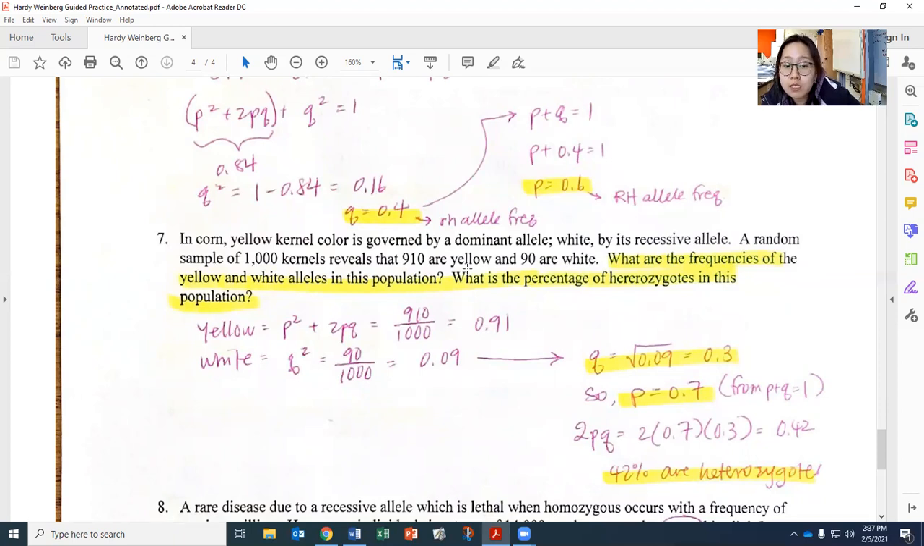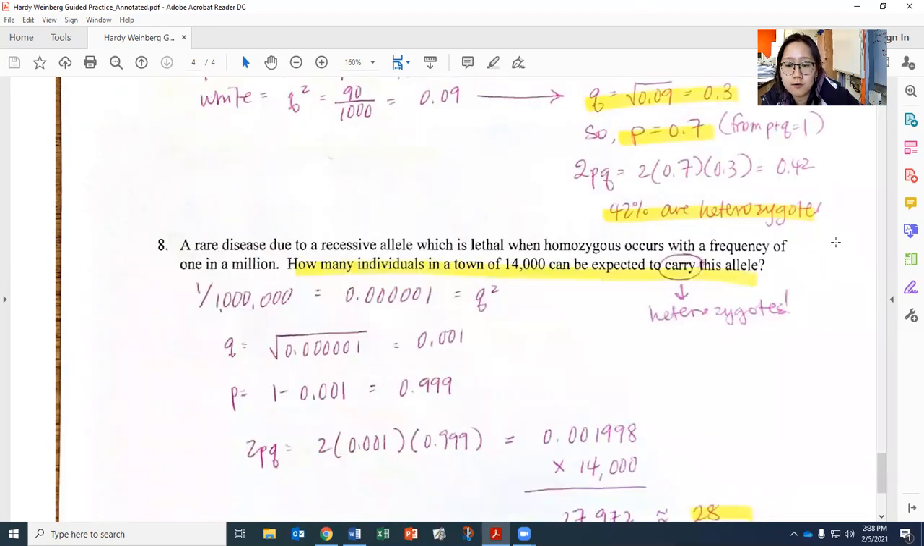So yellow is p squared plus 2pq for the phenotype, and so it's 910 divided by 1,000, 0.91, but it's not really useful. So we're going to do the white phenotype corn, and we're going to go q squared equals 90 divided by 1,000, which is 0.09. So if you want to find q, you square root that, and that's 0.3. That means p is 0.7. And using 2pq to find the heterozygotes, we find that 42% of the population is heterozygous for this gene.